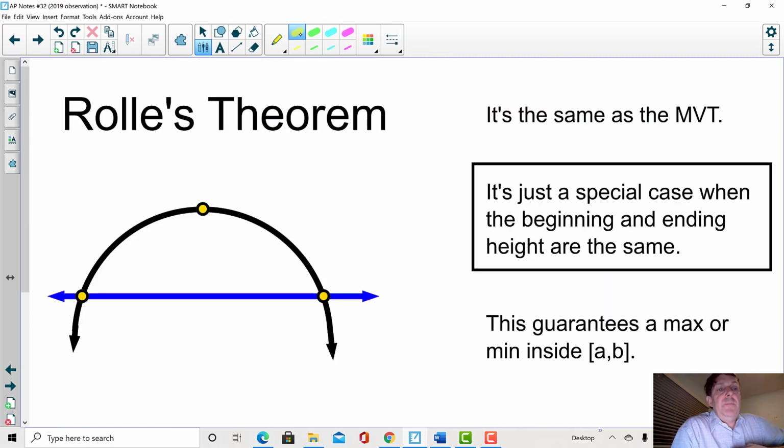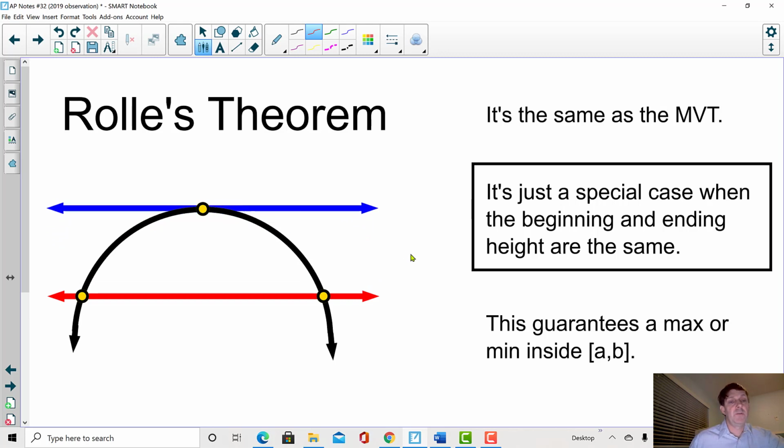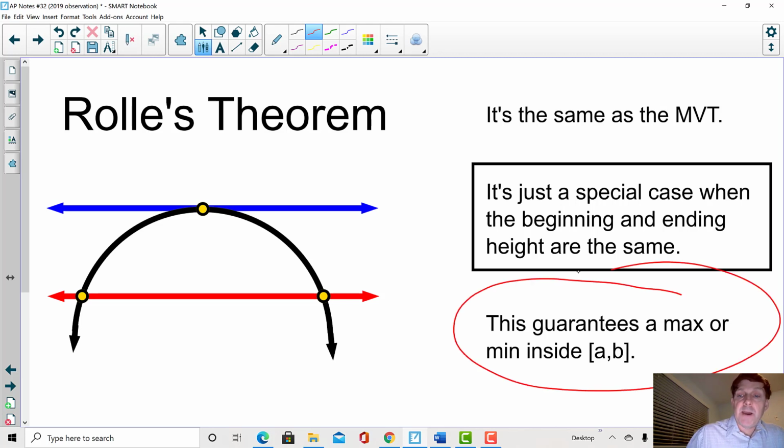Okay, now we're going to take a look at a special case of the mean value theorem. We're going to call it Rolle's theorem. Rolle's theorem, I circled the O. It's kind of like a 0. That's how I remember it. Rolle's theorem is the mean value theorem. It's just a special case of it. And it's the case when the slope of your secant line is 0. And that happens when the beginning height is the same as the ending height. You end up with a secant slope of 0. So in that case, we're guaranteeing that there's at least one spot where the slope of the tangent line is also 0. The reason why that's important is because that kind of guarantees that you're going to get a max or a min somewhere inside of that interval.